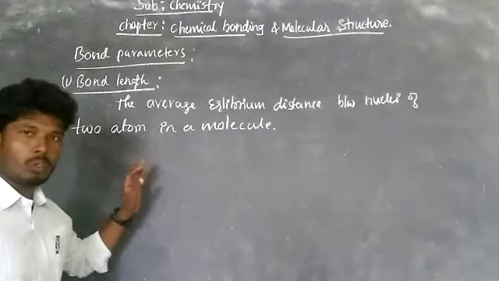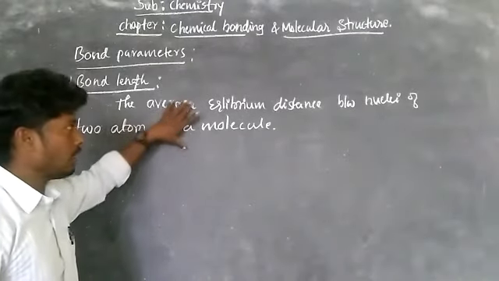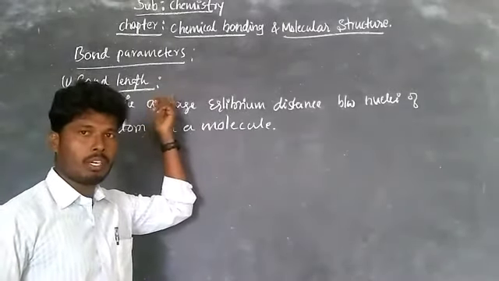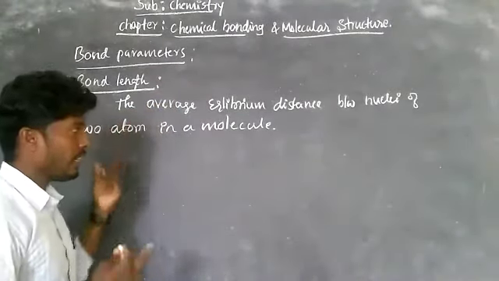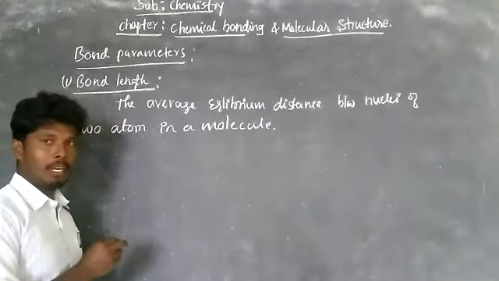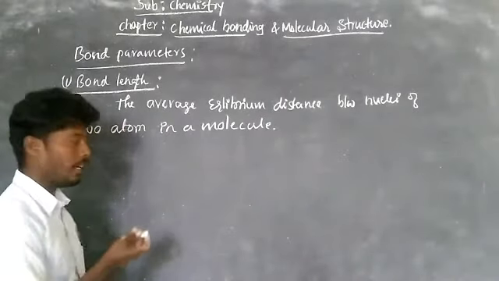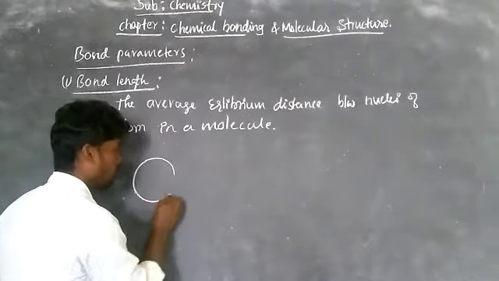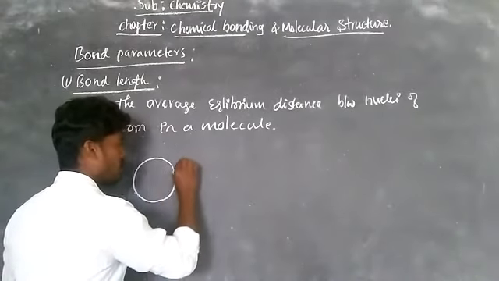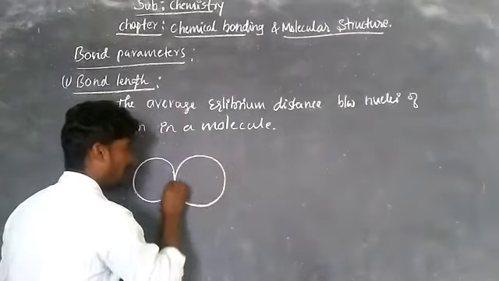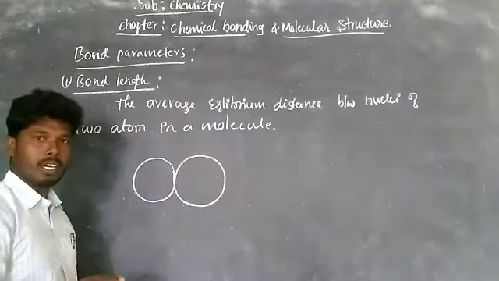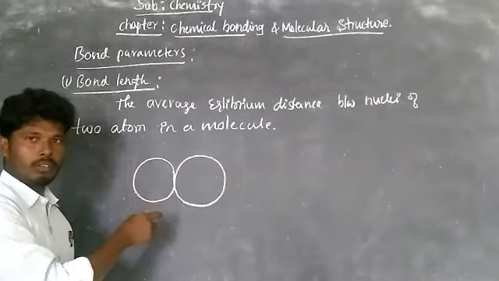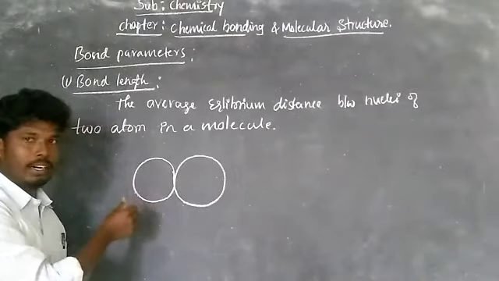So observe, you know the word bond length, and now its meaning. You have already learned the word bond length many times. It means if you take two atoms in a molecule or in an element. Let's take two atoms. This is one atom, and the second one is bonded with this one. Totally these two we call a molecule, right? When two atoms combine together, we get a molecule or element.